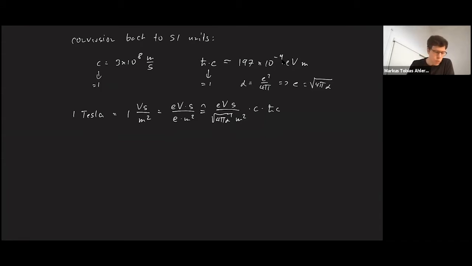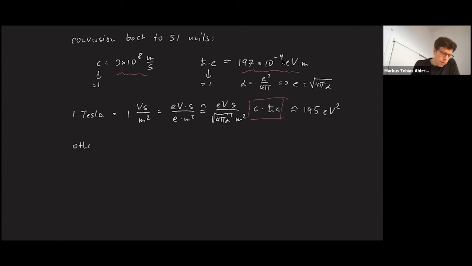If you use the expression that I gave you here and here, back in this quantity, you end up with a value which is about 119.5 electron volt squared. So this is the unit of Tesla in natural Heaviside-Lorentz units, 195 electron volts squared.